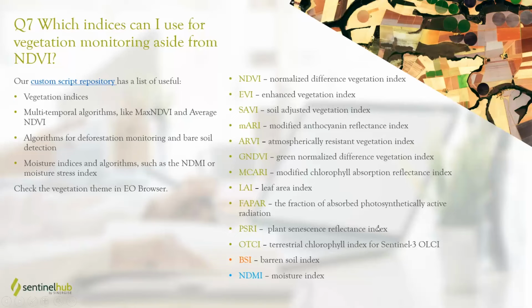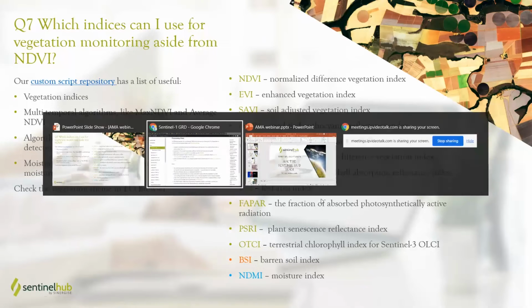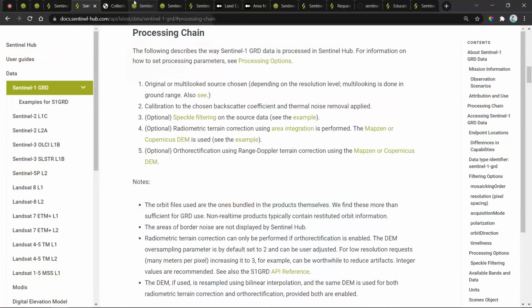Here on the right, I have collected a couple of useful vegetation indices that we have. For example, you have the soil adjusted vegetation index, or you have the EVI, the enhanced vegetation index, leaf area index, and so forth. If you're interested in this, I would also invite you to check the vegetation and agriculture teams in your browser. I will jump there quickly now.